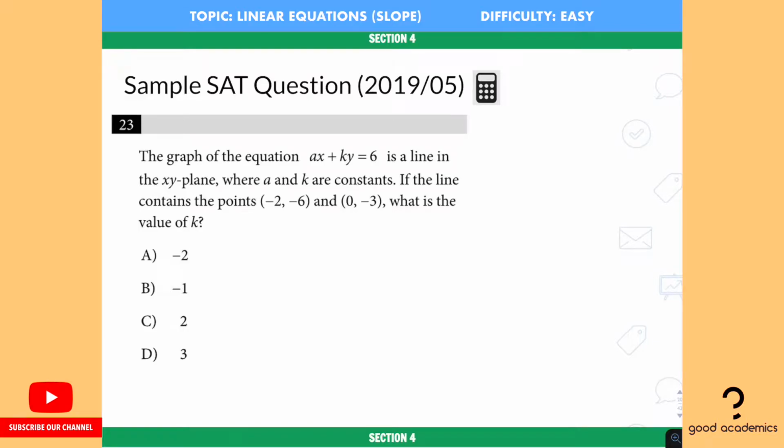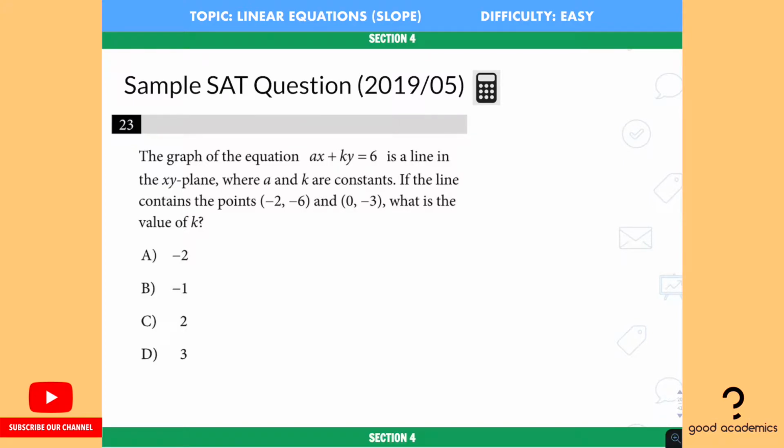As you can see here, you are given the graph of the equation ax plus ky is equal to 6. It's a line in the xy plane where a and k are constants. And the line contains the points (-2, -6) and (0, -3). What is the value of k?